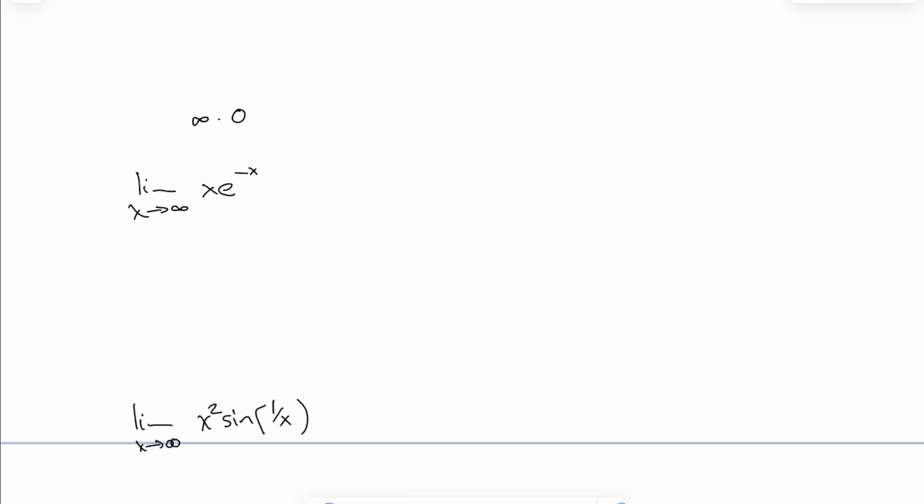Anyway, I want to write it as a fraction so that I can do L'Hopital's rule on it. And you could do this 2 different ways. I think the easiest way is like that. You just change the negative exponent into a fraction like that. And now if I try to plug in, I get infinity on the top and on the bottom, so I can do the L'Hopital rule, and it becomes 1 up top, e to the x on the bottom.